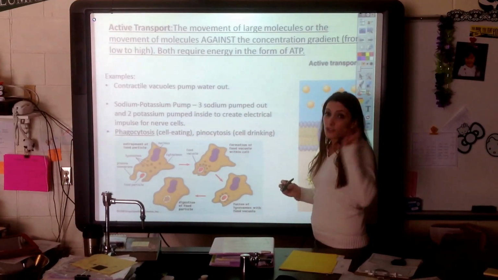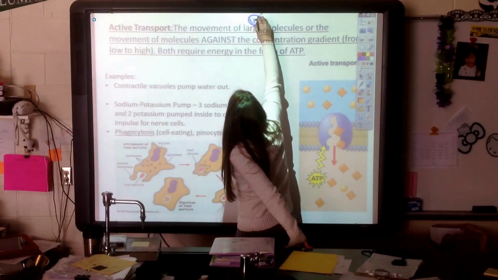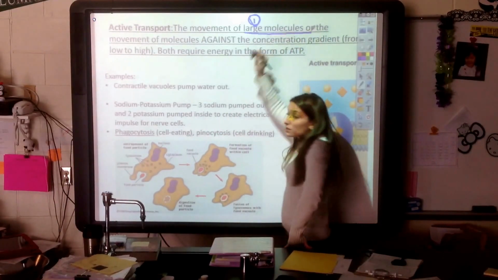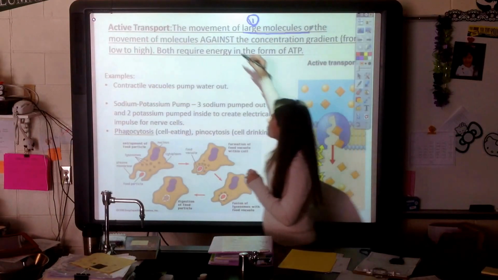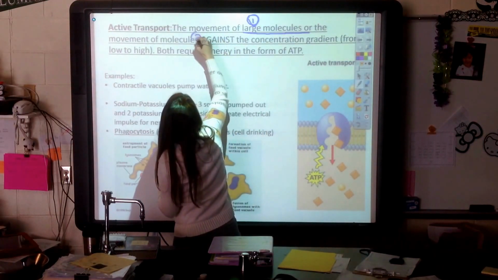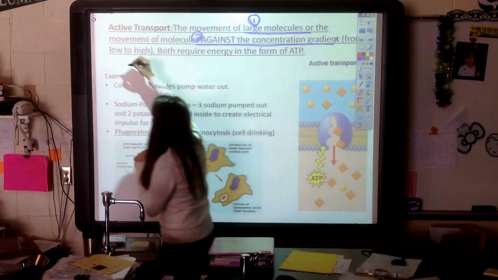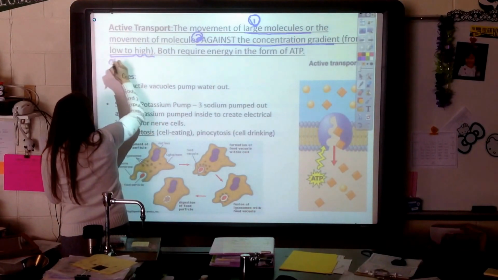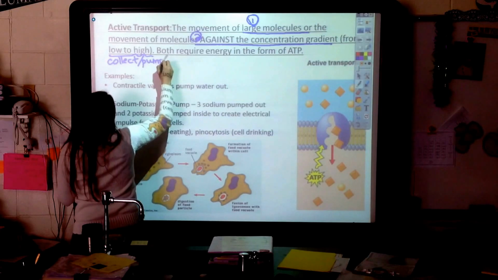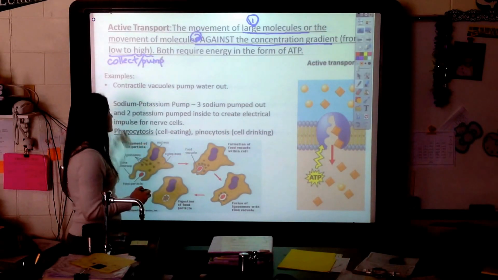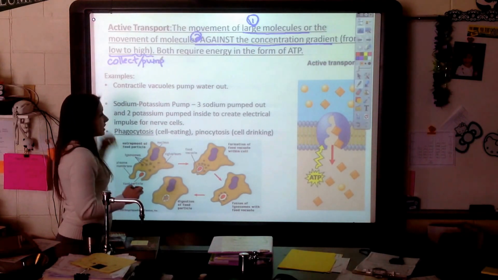Active transport happens for one of two reasons. Either because you have large molecules, that's one reason. If it's a really big molecule, it takes a lot of energy to move it. Or because you're moving molecules against the concentration gradient. What this means is low to high, but that also can mean to collect or pump. So active transport happens when we are pumping something or when we're gathering things.